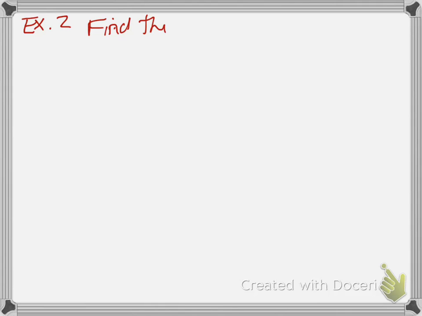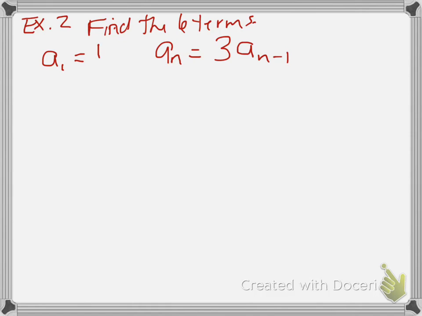Example 2. We need to find the first 6 terms again. But now they're going to give you something else. A sub 1 equals 1, and a sub n equals 3 times a sub n minus 1. So this one's a little bit different. It's geometric, right? We'll find out, but I think it is.